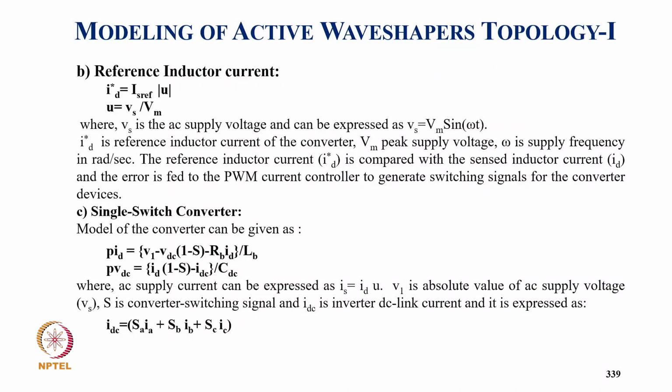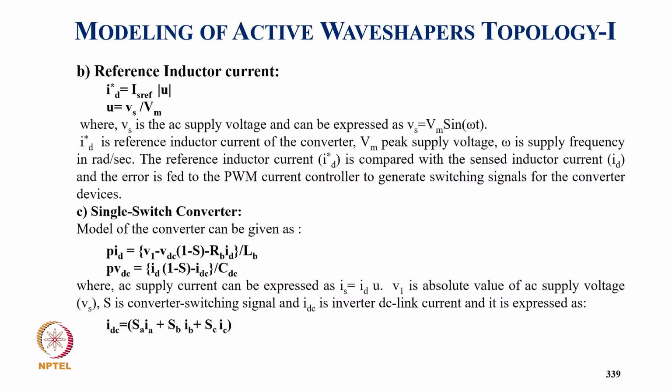So the reference inductor current is ID star equal to I reference into the absolute value of U, where U is Vs upon Vm, and Vs is the supply voltage, which can be expressed as Vs equal to Vm sin omega t. ID star is the reference inductor current of the converter, Vm is the supply voltage amplitude, and omega is the supply frequency in radians per second. The reference inductor current ID star is compared with the sensed inductor current ID, and the error is fed to the PWM current controller to generate the switching signal for the converter devices.